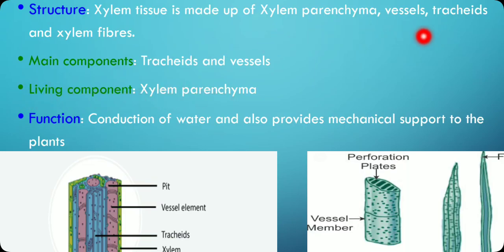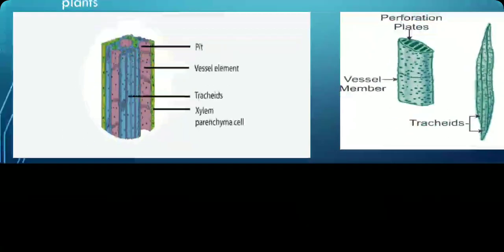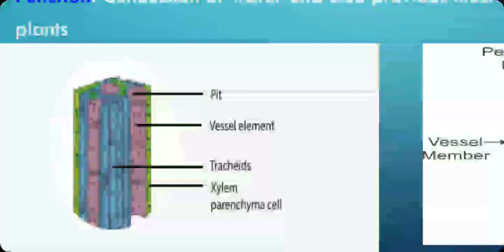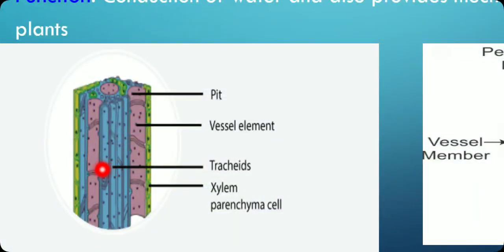Again, out of these four components, two are the main components. What are these main components? Tracheids and vessels. Let us see how they look. Here you are seeing a xylem tissue, and as I told you, it is made up of four components. Here it is the vessel, this is tracheids, and outside of it there is parenchyma.